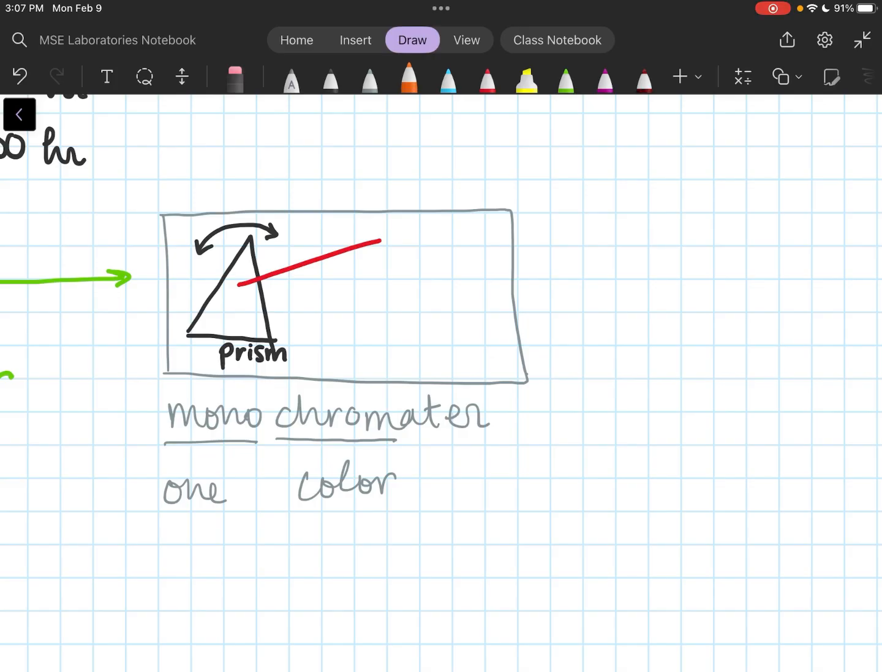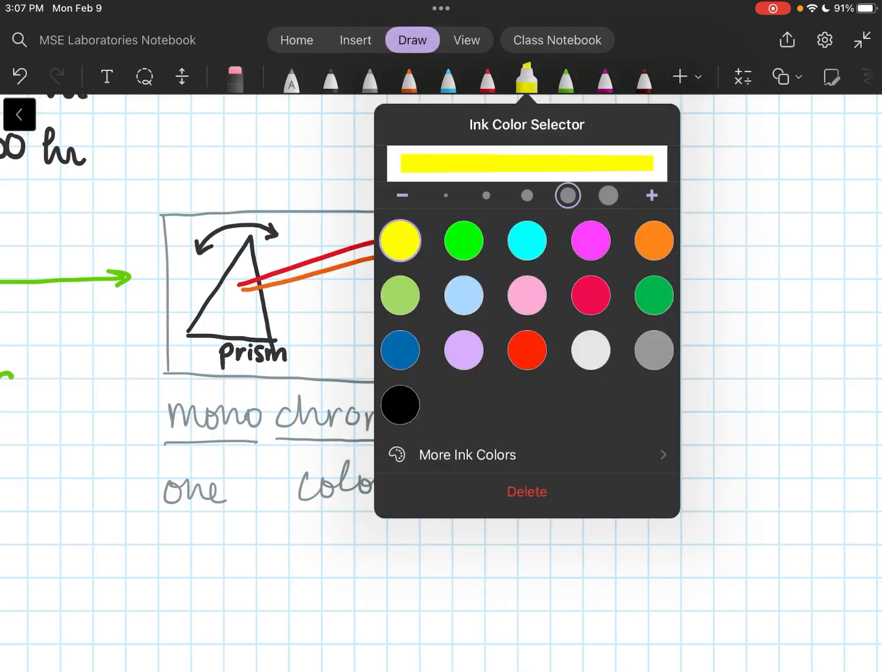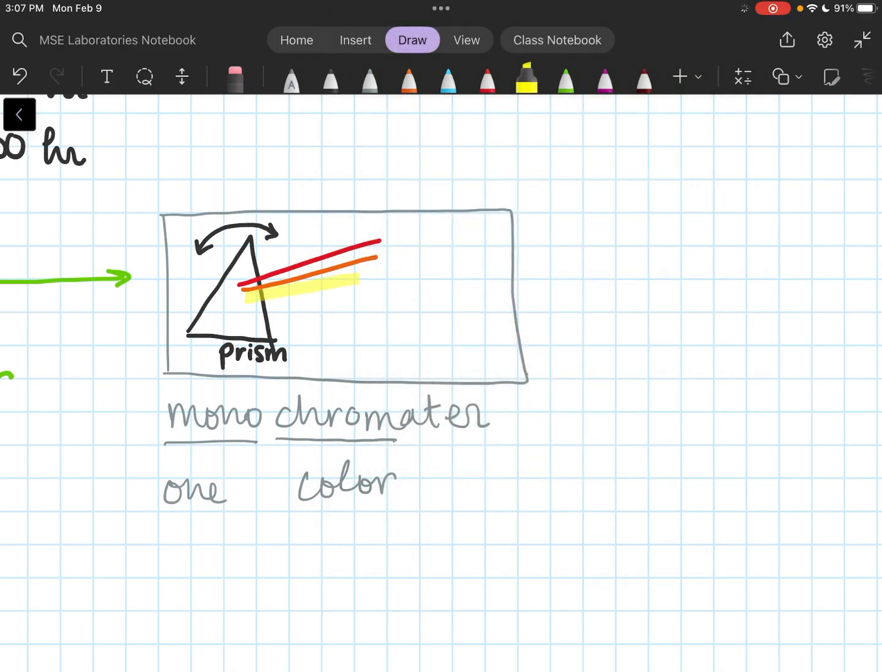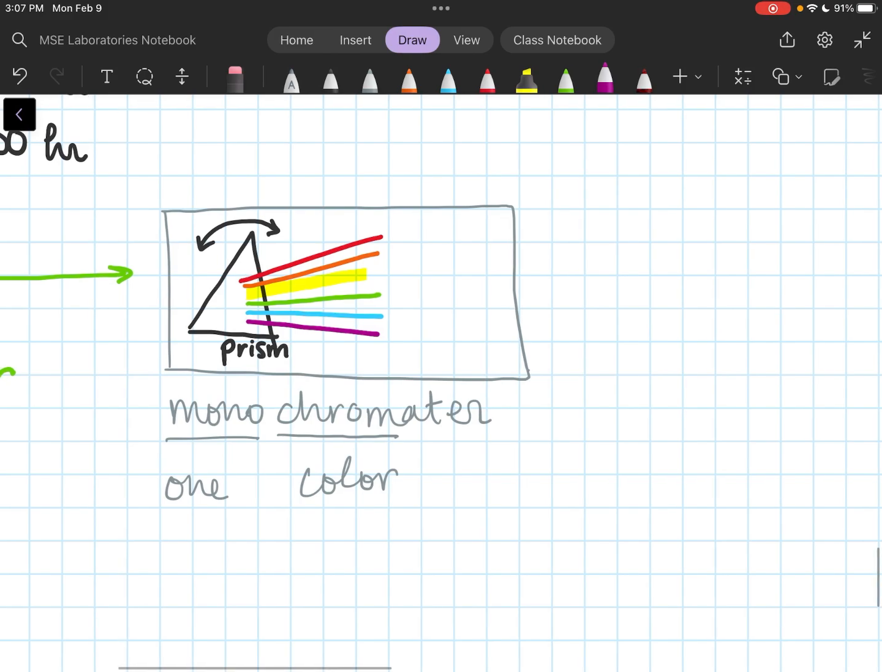I'm going to do my best. Use all my colors here. Because we're on technology, and why not use every single color? My yellow is a highlighter, so that's a little weird.